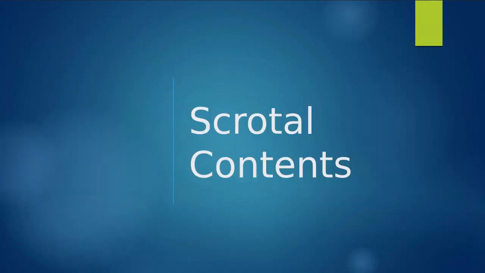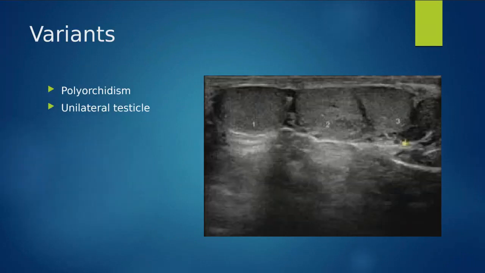And moving into our scrotal contents, so we have a lot of pathologies within the scrotum itself. So a few variants here, we have unilateral testicle, meaning our patient is only born with one. And then we also can have polyorchidism. So this is a really interesting type of variant that I have had the experience of scanning before. This is when the patient has more than 2 testicles. They typically have 2 on one side. And a lot of these patients don't even know that they have more than 2. So it's a very interesting conversation to have with your patient.